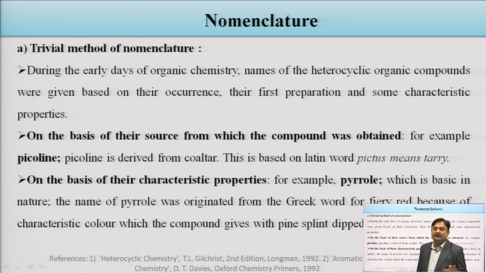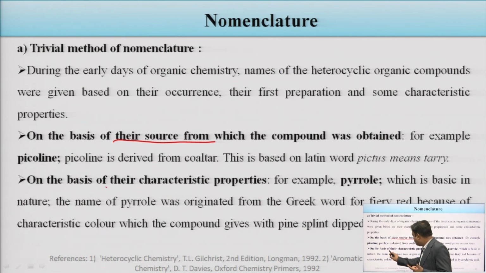Now, coming to the nomenclature system. Two types of nomenclature system should be followed in the case of heterocyclic compounds. One is the common system or trivial system, the second is the IUPAC system. When I am talking about the common system, the compound will be named on the basis of their source, from which the compound was obtained.